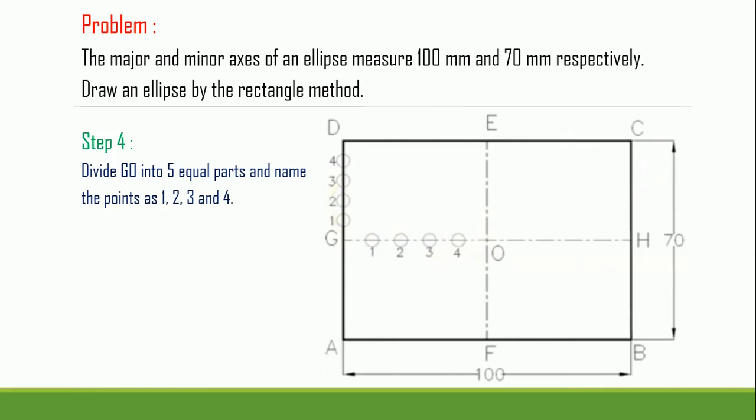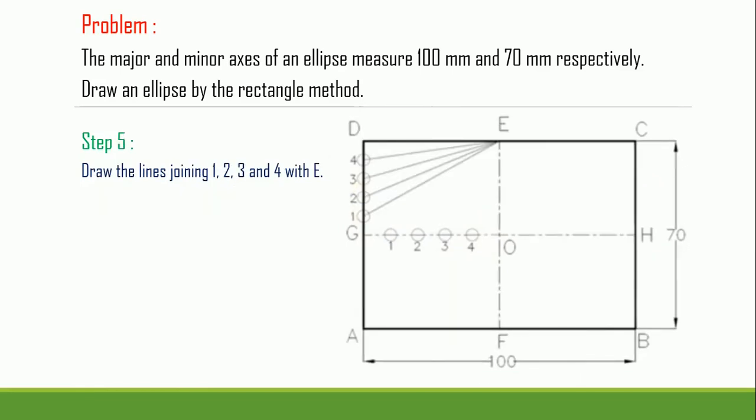Fine. Move to step number 5. Now, in step number 5, we have to draw the lines which join point 1 with E, 2 again with E, 3 with E, and again point number 4 with point E. So every point 1, 2, 3, and 4, we join with the common point, that is point E, and that becomes our step number 5.